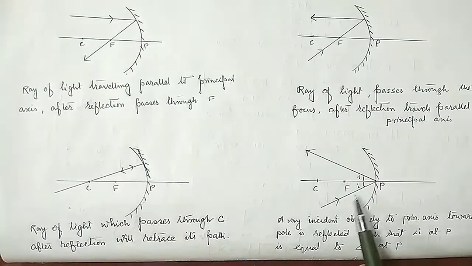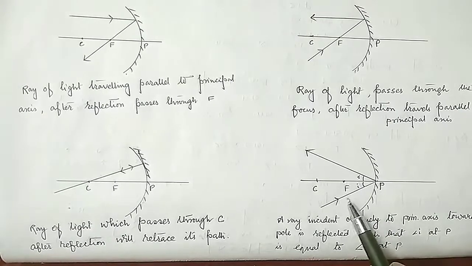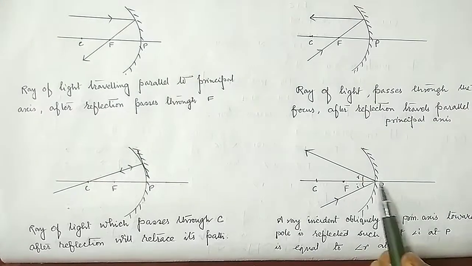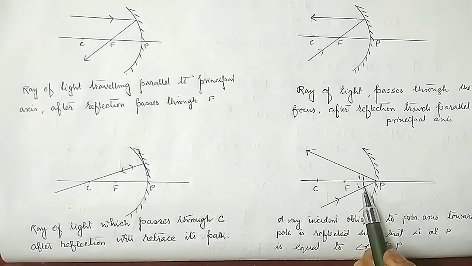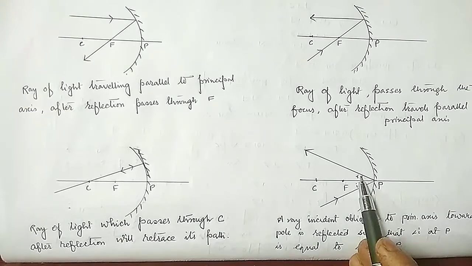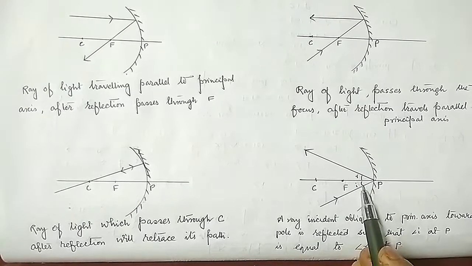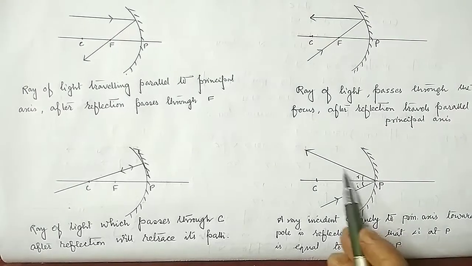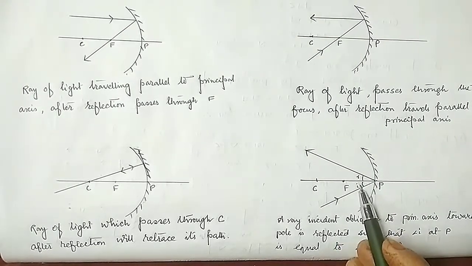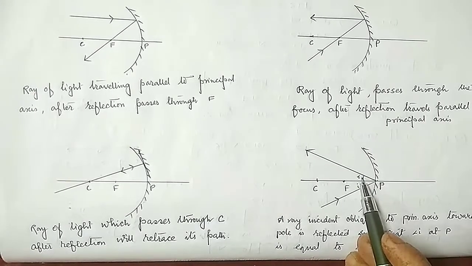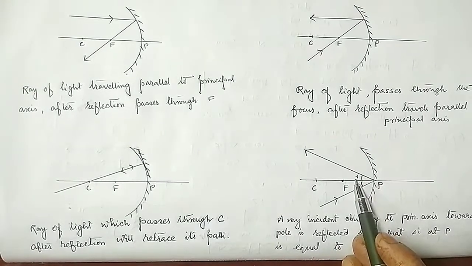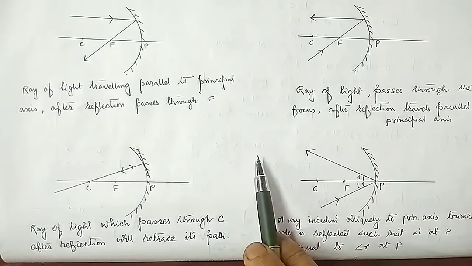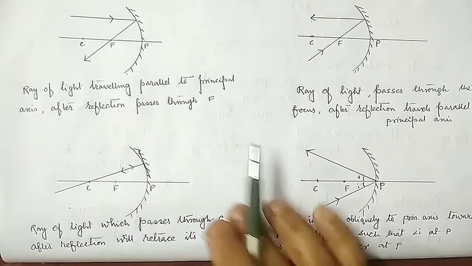And rule number 4 is that a ray of light incident obliquely to the principal axis towards the pole is reflected in such a way that angle of incidence and angle of reflection with the principal axis remain the same. So any ray of light which strikes the pole will reflect in such a way that the angle formed with the principal axis is the same as the angle formed by the reflected ray with the principal axis. So these are the 4 rules that we have to remember while drawing images in case of a concave mirror. So let me just revise.